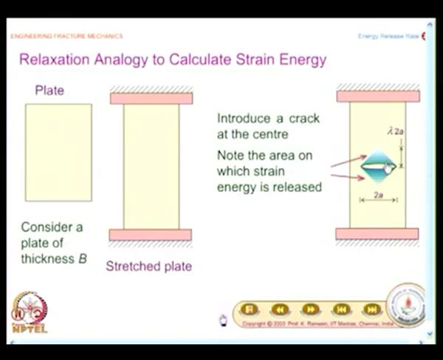So, the focus of the relaxation analogy was only to give you an impression that strain energy in the neighborhood of the crack would have contributed to the formation of the two new surfaces.